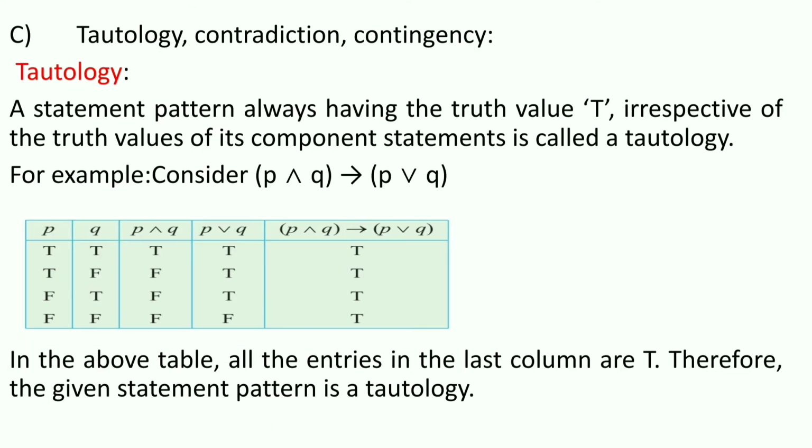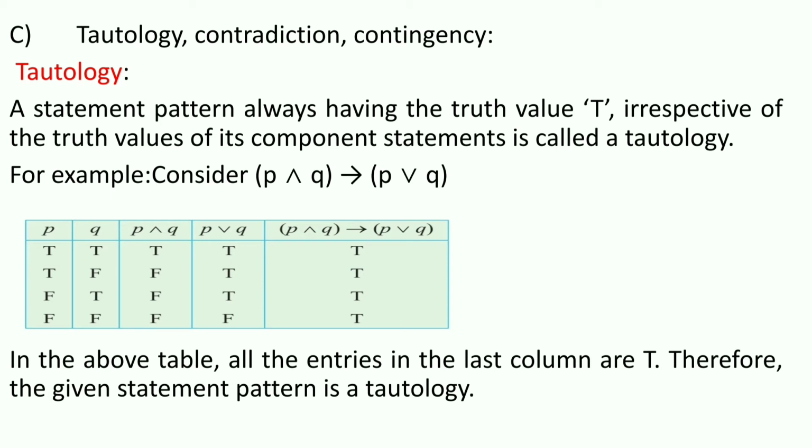And the next is tautology, contradiction, contingency. In this, first we see tautology. A statement pattern always having the truth value T irrespective of the truth values of its component statements is called a tautology.